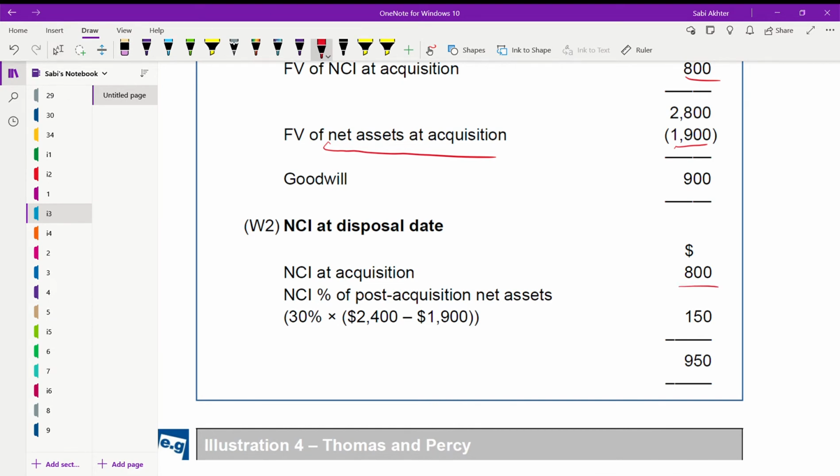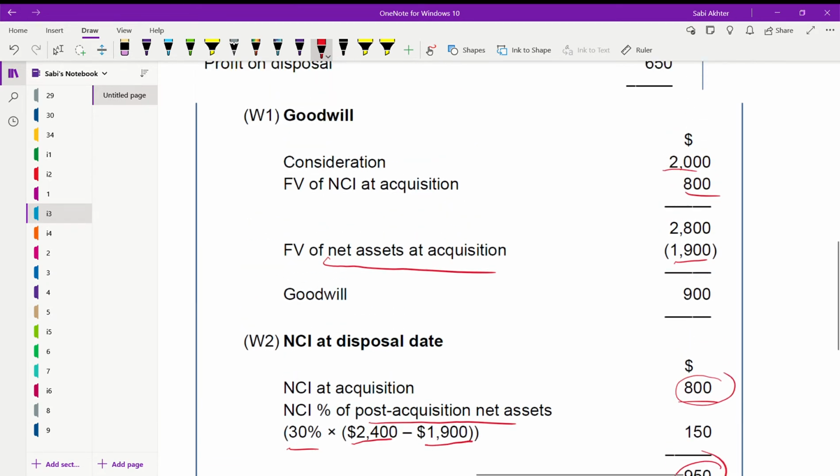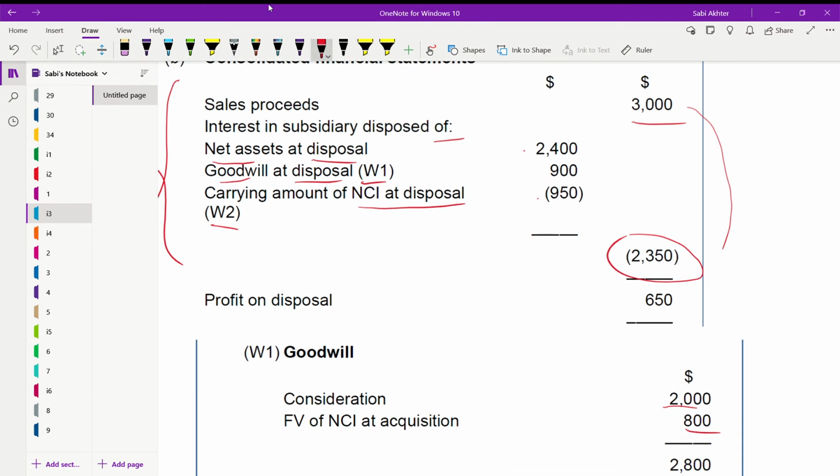Okay. It's given. And because it's 70%, so NCI is 30%, you have to take the post acquisition NCI as a percentage. So post acquisition is 2,400 minus 1,900. How do you get that? At the date of disposal minus at the date of acquisition. The movement in the net asset. On that you have to take 30% and add it to the NCI at acquisition. So this is 950.